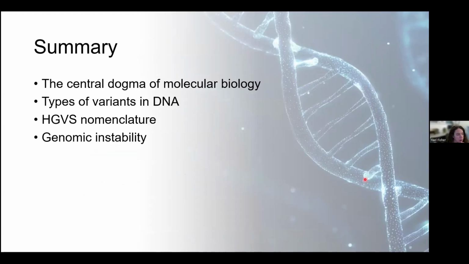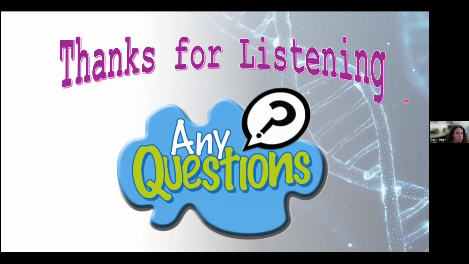So we're almost out of time. What we talked about today was an introduction to molecular pathology. We talked about the central dogma of molecular biology. We talked about types of variants in the DNA, about the nomenclature, and a little bit about genomic instability. So I hope this was useful. I want to thank you for your attention, and if there are any questions, I'd be happy to answer.